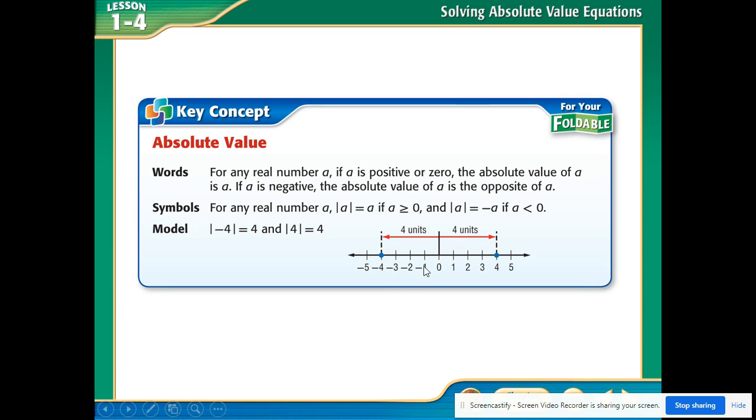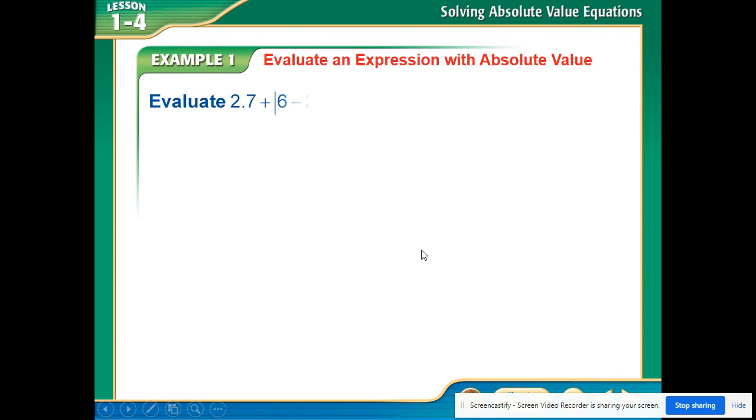So how far is -4 from zero? Well, it's 4 units. How far is 4 from zero? It is also 4 units. So that's what it really needs to be. It's the distance away from zero. So here's a basic problem.